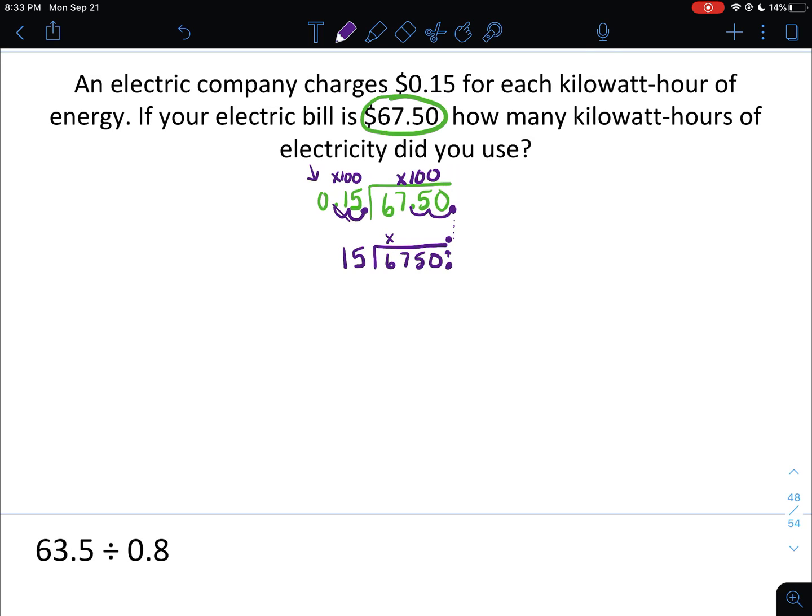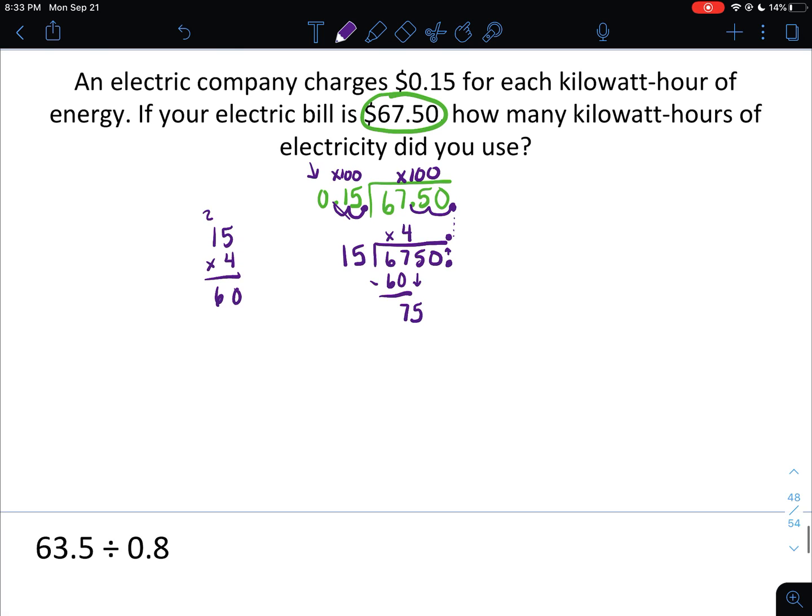So does 15 go into 6? Nope. Does 15 go into 67? Let's try 4 times. 4 times 5 is 20. 4, perfect, 60. So it goes in 4 times. 4 times 15 is 60. Subtract. 7 minus 0 is 7. 6 minus 6 is 0. I'm going to bring down the next digit, which is the 5.